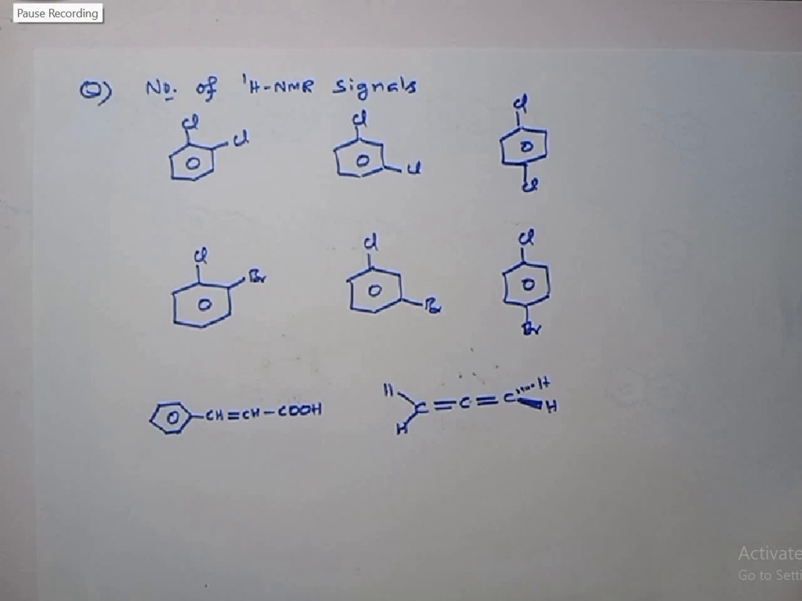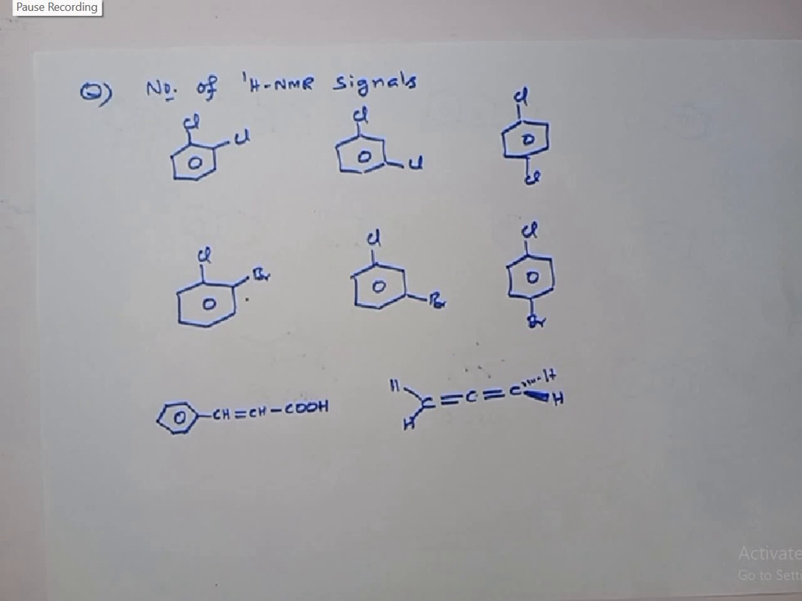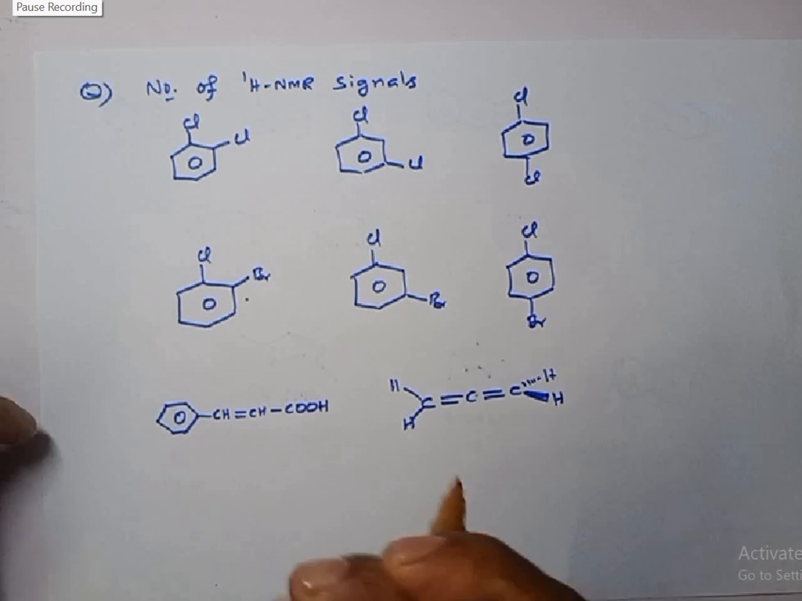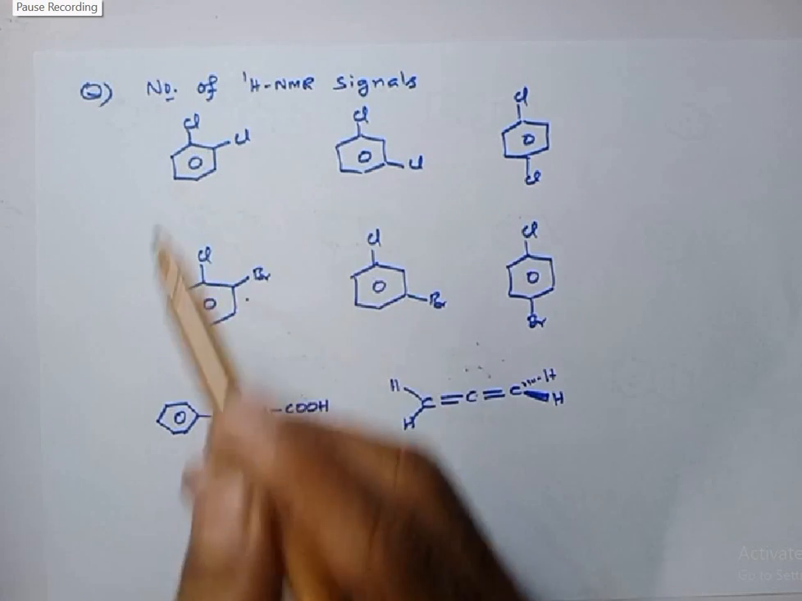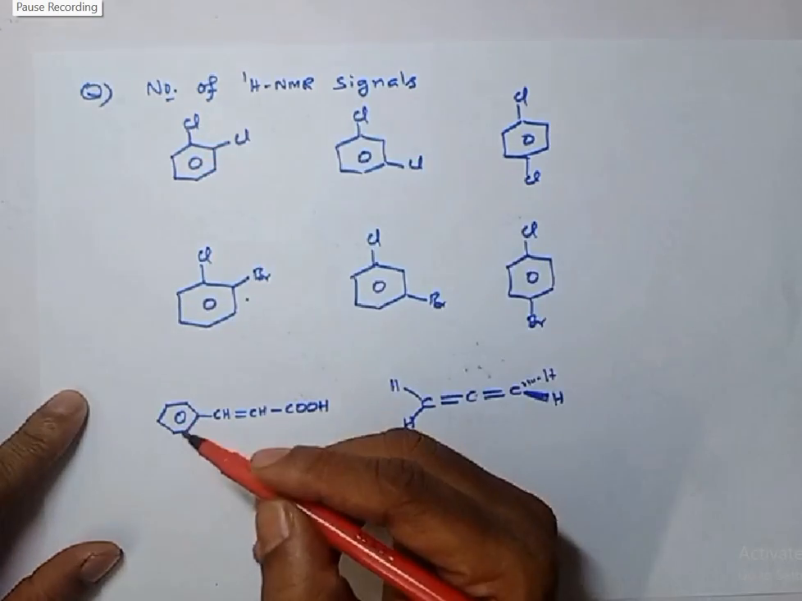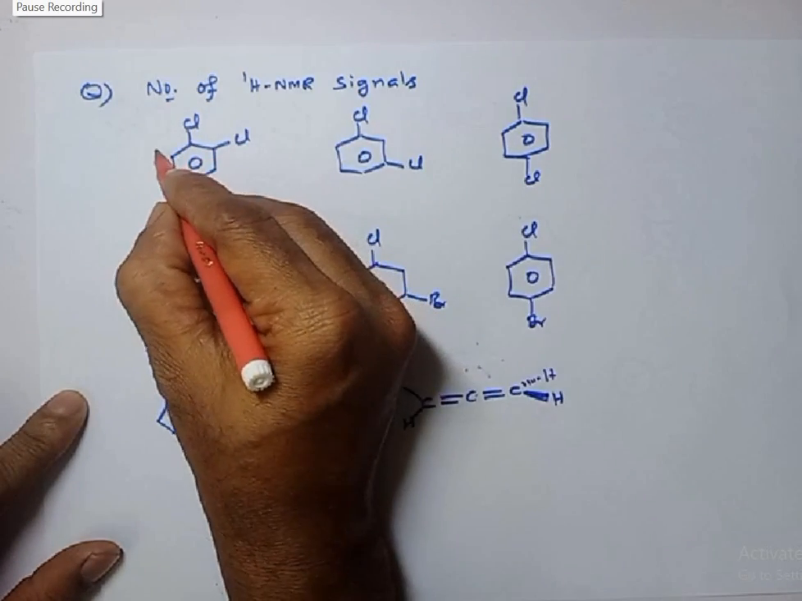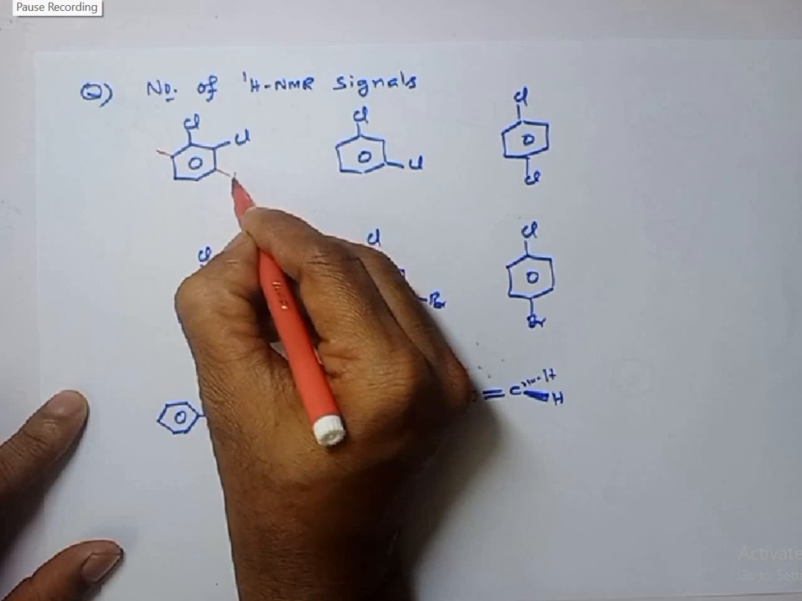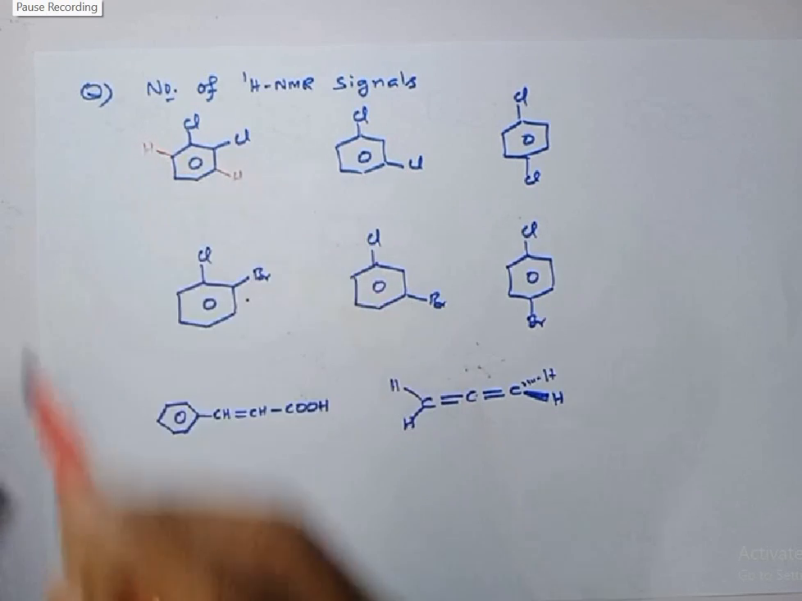Find the number of proton NMR signals for these compounds. For the first compound, it is orthodichlorobenzene, or 1,2-dichlorobenzene. This is actually a symmetrical molecule. So this proton and this proton are equivalent.